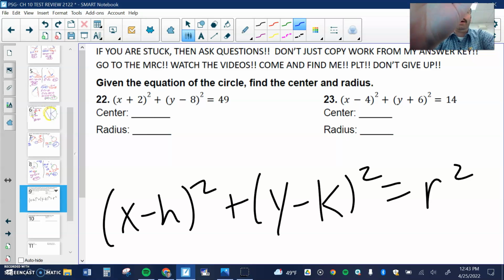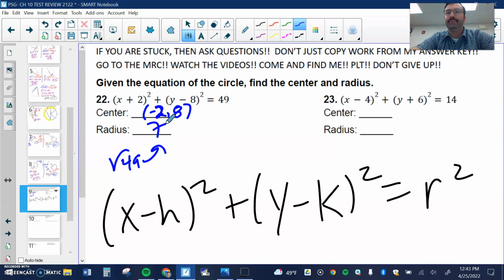In this case, the opposite of positive 2 would be negative 2. The opposite of negative 8 would be positive 8. r squared is 49. That means the square root of 49 will give me my radius, which is 7.